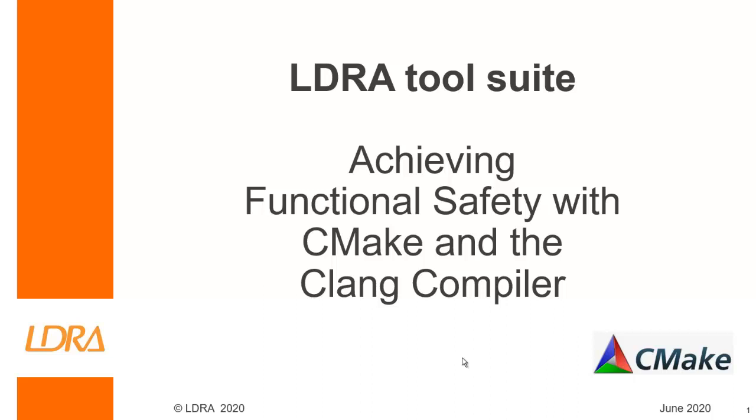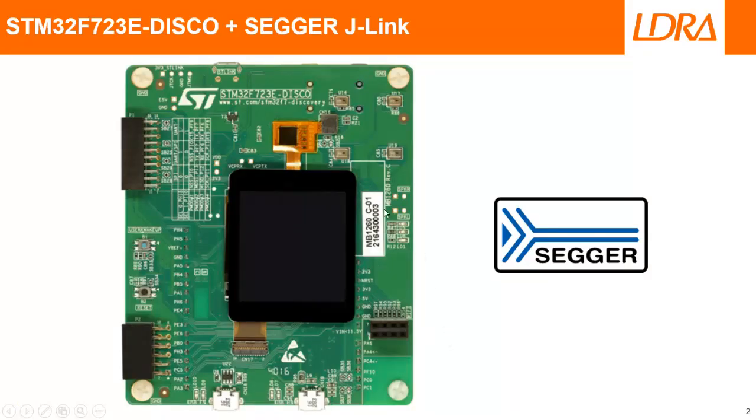Hello, this video is going to show how we can achieve functional safety using CMake and the Clang compiler. Now, in this particular case, I'm using this board. It's a Cortex M7, and I'm connecting to it using Segger J-Link.